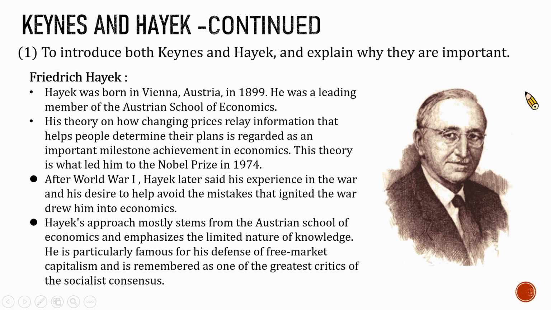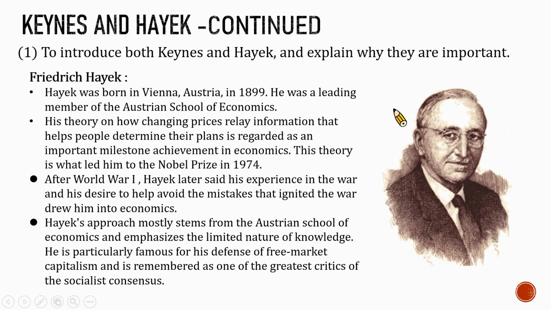Now I'm going to introduce Hayek and explain why he is important. Friedrich Hayek was born in Vienna, Austria, in 1899. He was a leading member of the Austrian School of Economics, and his theory on how changing prices relay information that helps people determine their plans is regarded as an important milestone achievement in economics. And this theory is what led him to the Nobel Prize in 1974.